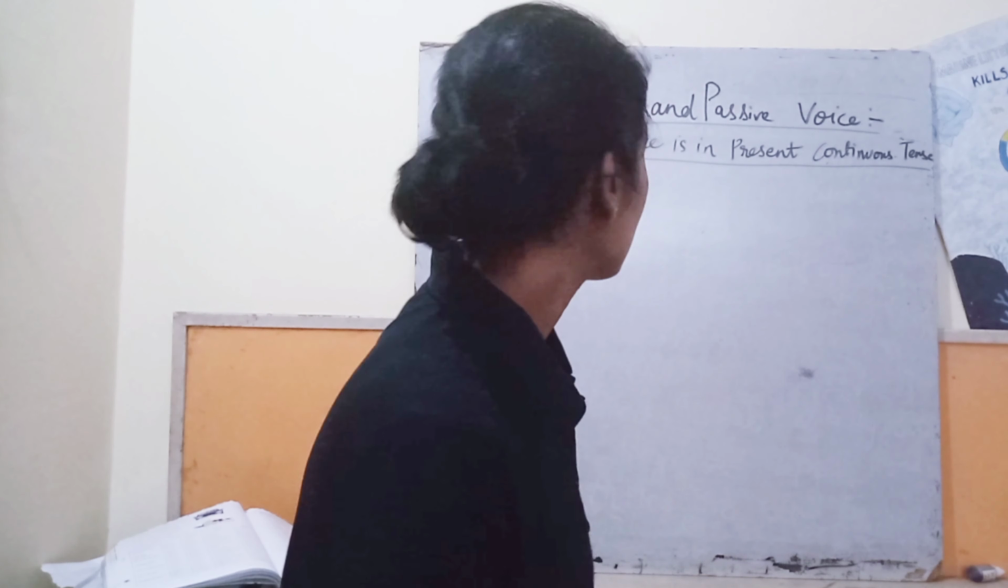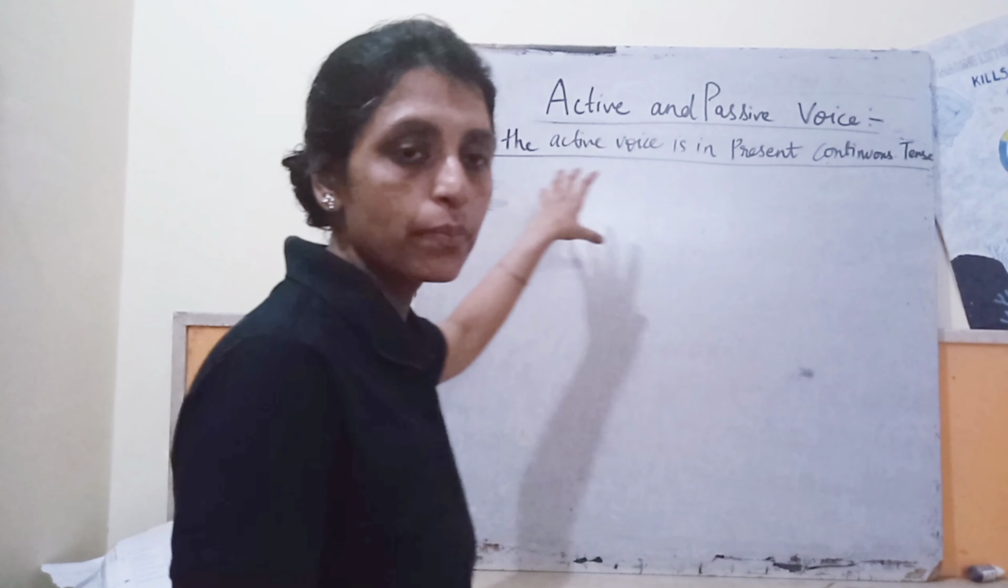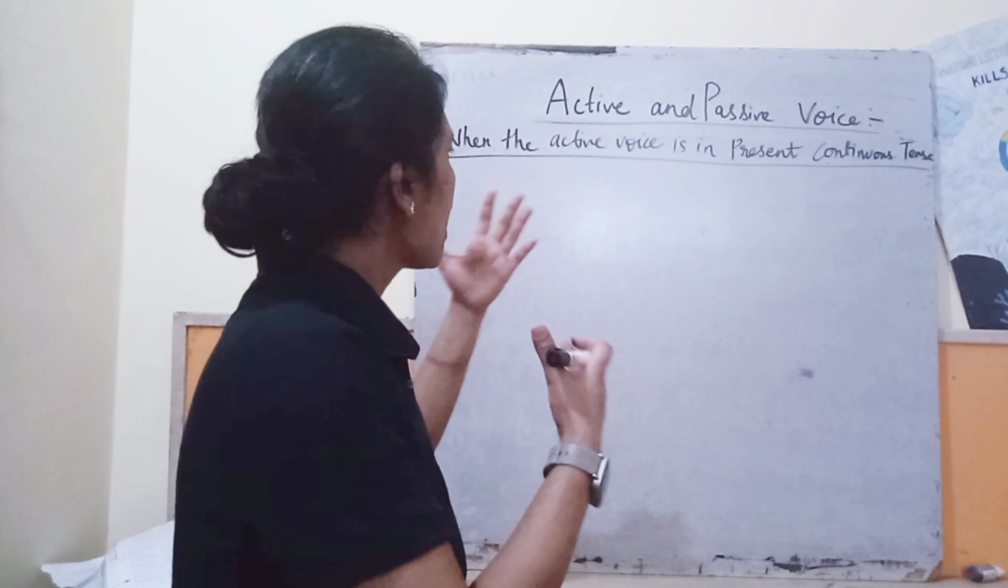I'm going to continue with the explanation of the rest of the active and passive voice when they are given in different tenses. Today I'm going to discuss the active voice when it is in present continuous tense. It is very easy to understand when we are explaining something with the help of an example, so I'm going to follow the same.